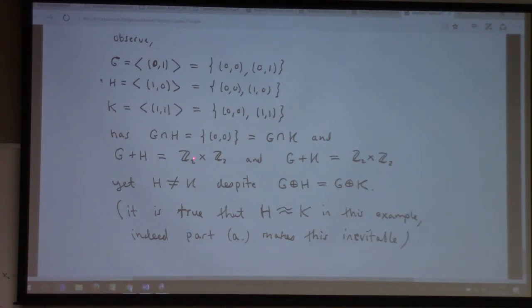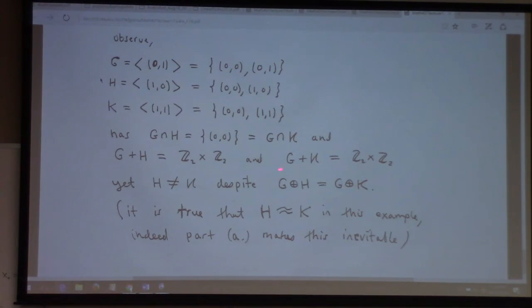And the sum of G and H is Z2 cross Z2. The sum of G and K is also Z2 cross Z2. Do you know what I mean here? You take all possible sums. So obviously you get G back and you get H back, right? How do you get the other point you're missing, this one? You just add this and that, right? This plus that gives me 1, 1.